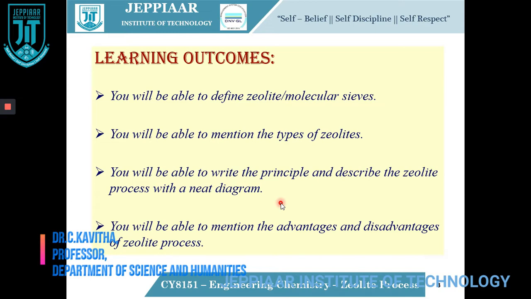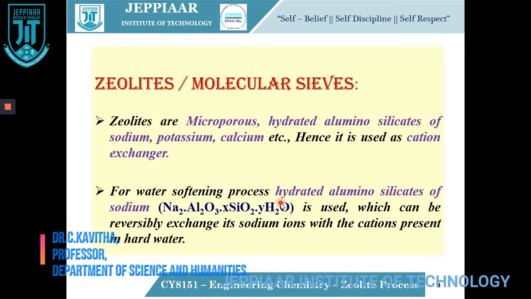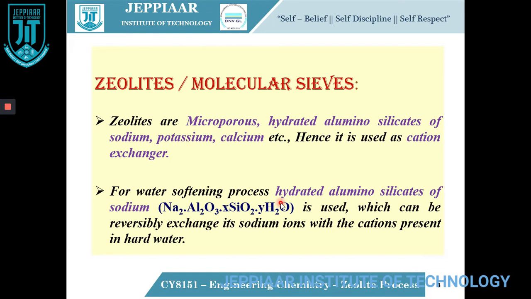Now let us move on to the topic zeolite. Zeolites are microporous in nature, and are hydrated aluminosilicates of sodium, potassium, and calcium salts. Hence, they are used as cation exchangers.